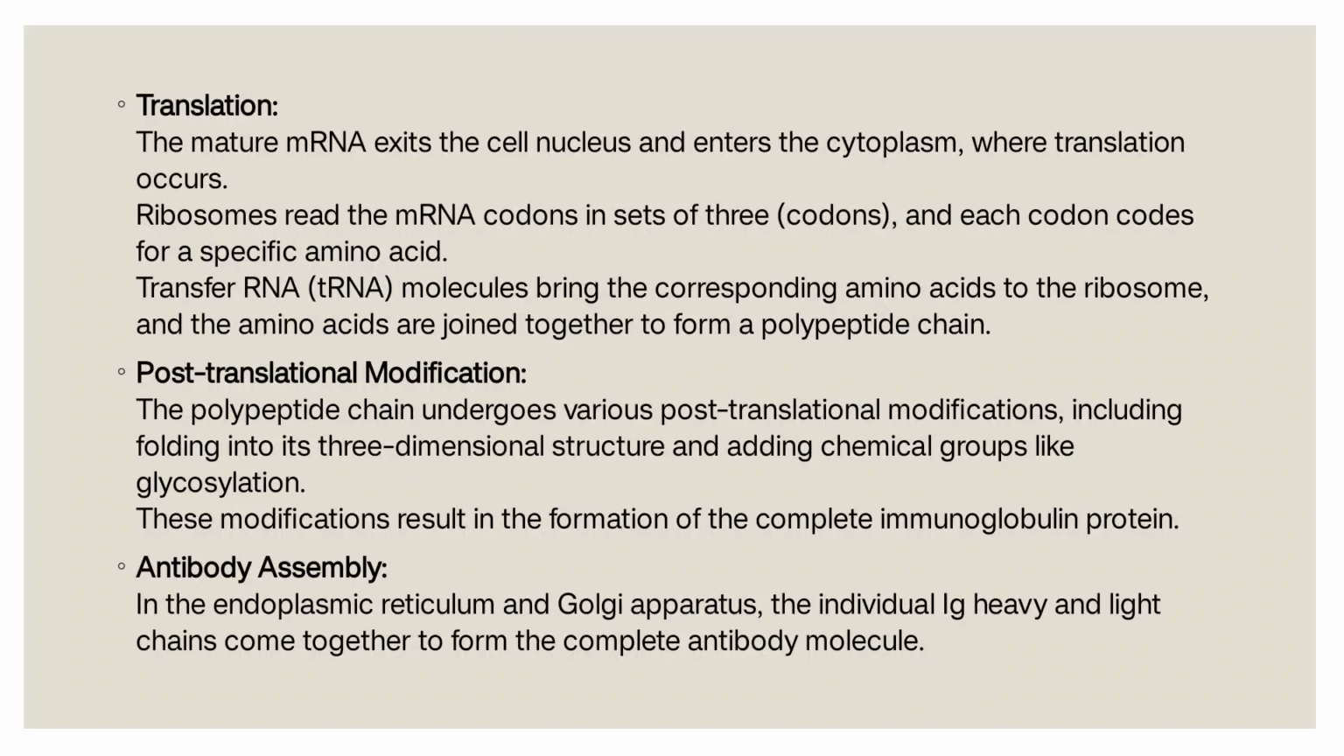Next is post-translational modification. The polypeptide chain undergoes various post-translational modifications, including folding into its three-dimensional structure and adding chemical groups like glycosylation. These modifications result in the formation of complete immunoglobulin proteins. Next is antibody assembly. In the endoplasmic reticulum and Golgi apparatus, the individual immunoglobulin heavy and light chains come together to form a complete antibody molecule.